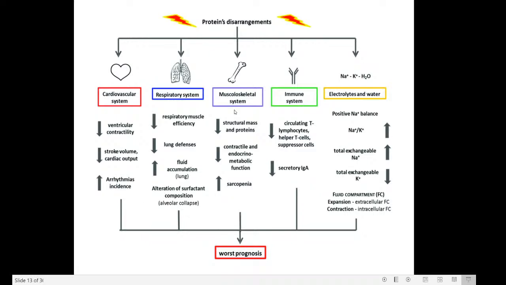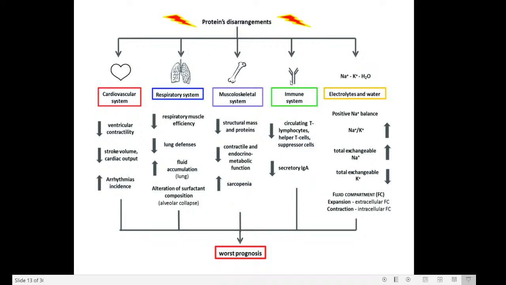The next is the musculoskeletal system. In that, the structural mass and protein quantity become low due to the protein disarrangement, affecting contractile and endocrine metabolism, and sarcopenia becomes high.